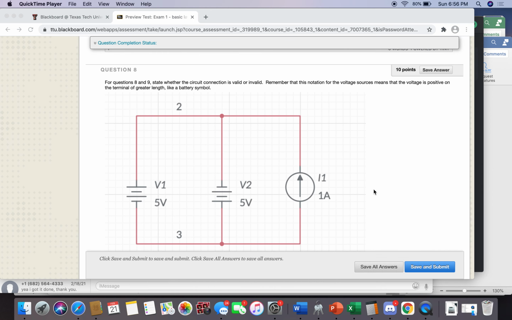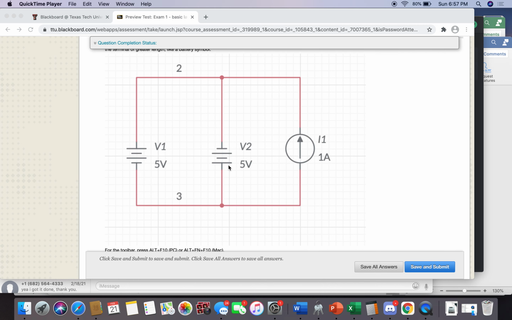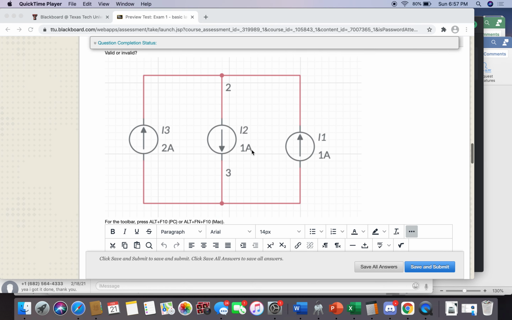Okay, questions 8 and 9 were about whether the connection is valid. In question 8, the connection is not valid because you have a 5-volt source with the positive end at node 2 and the negative end at node 3, and then you have a 5-volt source with the positive end at node 3 and the negative end at node 2. Those are opposite in polarity, which is not allowed when 2 elements are in parallel. They must have the same voltage. So the only way that could be valid is if either source V1 or source V2 were flipped.